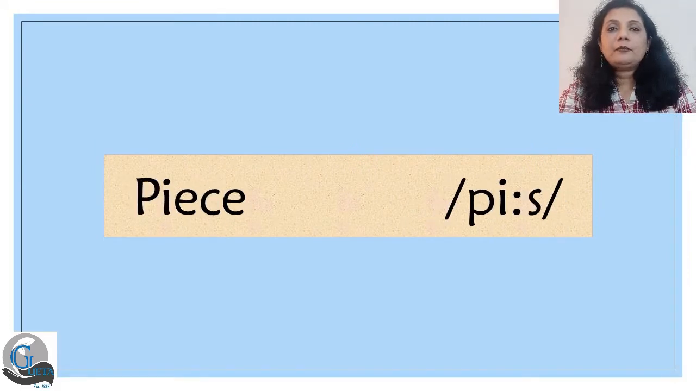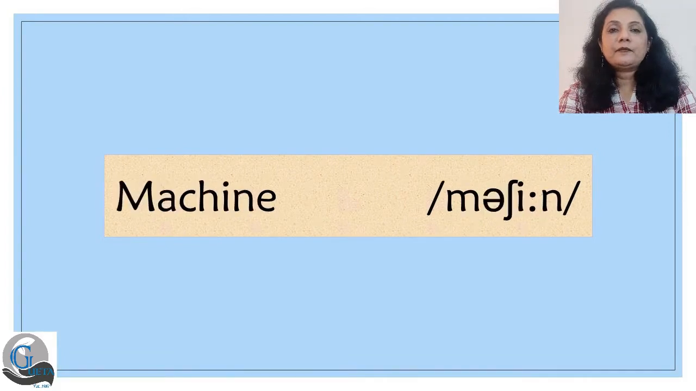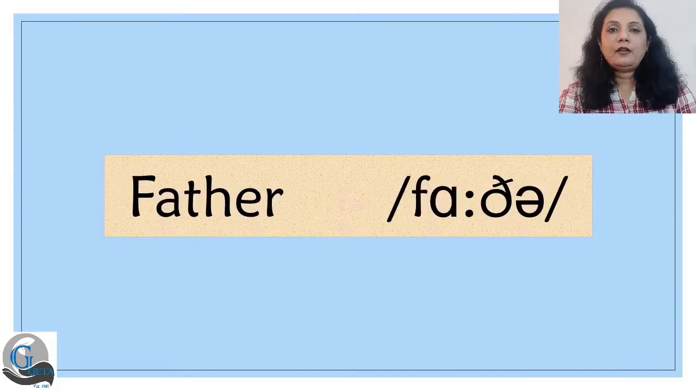Next word is peace. So p, then long e and s. Peace. Machine. M, a, sh, e, n. Machine. Father. F, a, d, a. Father.